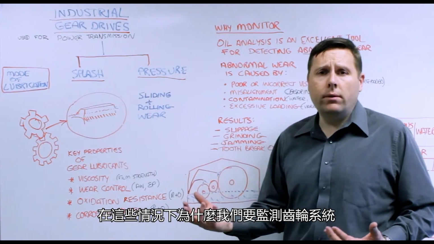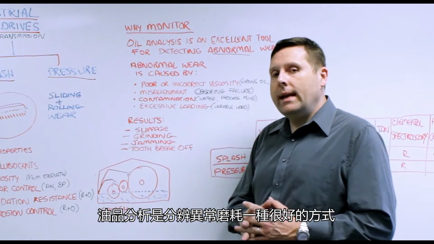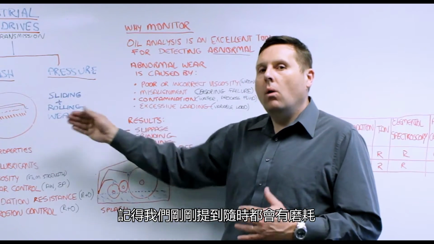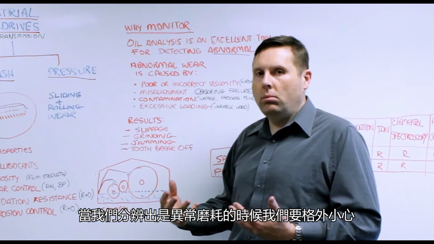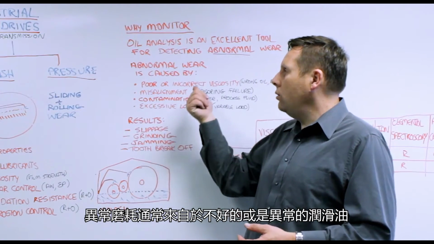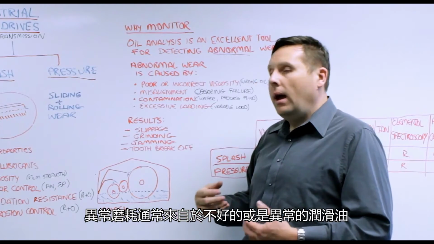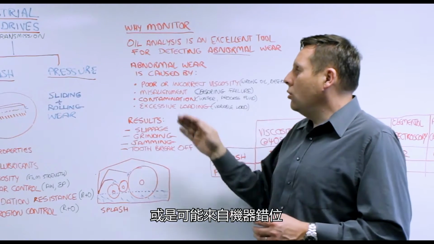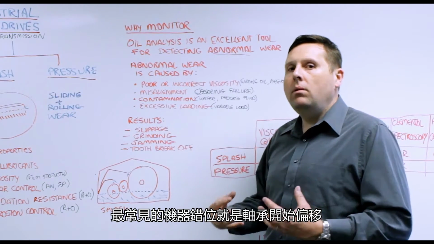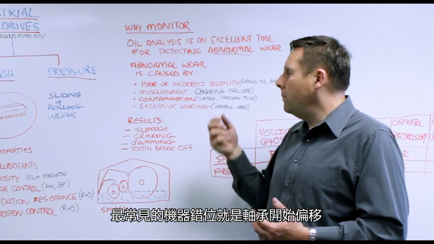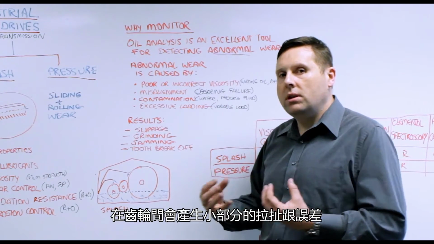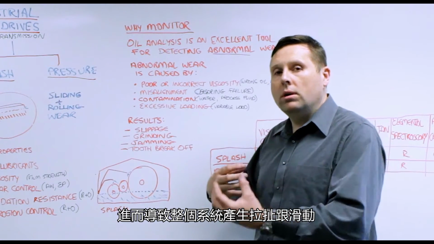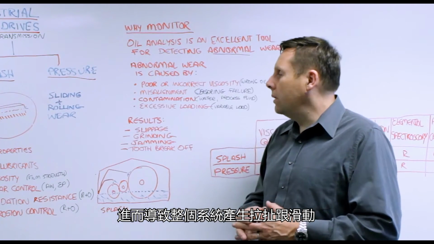In all cases, why do we monitor gear systems? Well, oil analysis is an excellent tool for determining abnormal wear. Remember, we said that there's always going to be wear. We get concerned when there is abnormal wear. Abnormal wear is caused when you have poor or incorrect lubricant. That could be because the viscosity is wrong, the oil is wrong, or it's degraded. You can have a misalignment issue. The most common way for gears to get misaligned is if the bearing starts to lose its tolerances and you start to have a little bit of chatter or play with the gears, with the bearings, that will cause chatter and slippage with the gear systems.